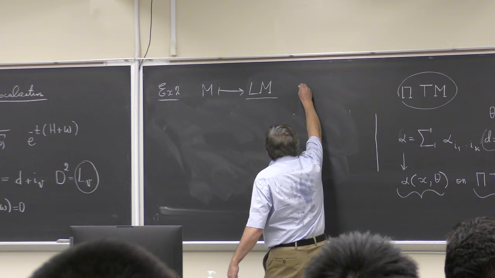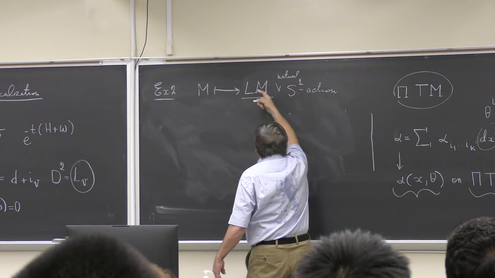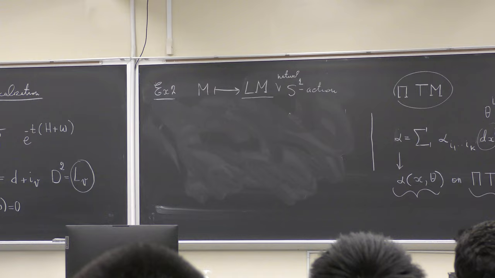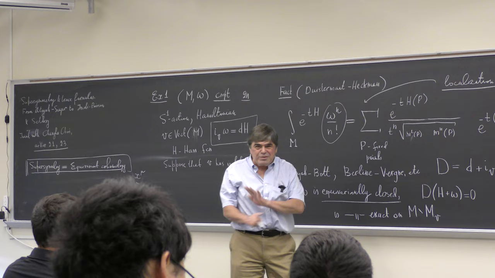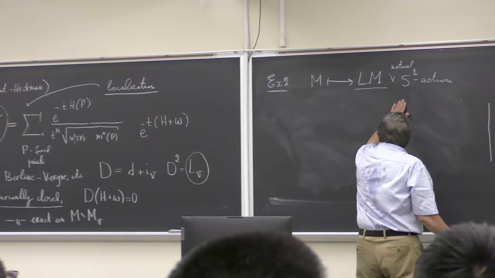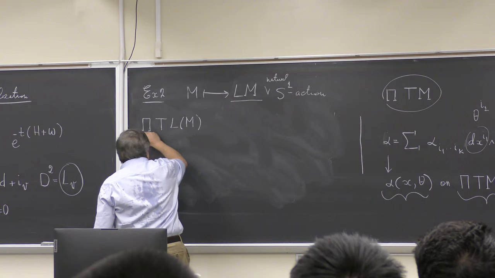There is a natural S1 action. How we define it: either smooth loops, or more complicated, if M is Riemannian, you can define a Wiener measure on the loop space, which becomes very complicated, or you can do stochastic calculus. All this we ignore. We just formally think of this, and then we'll consider the tangent bundle to a loop space, let me put in parentheses, with reversed parity. This would be our main object, the tangent bundle with reversed parity.